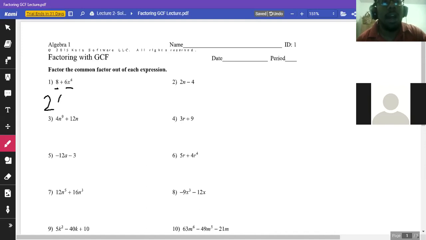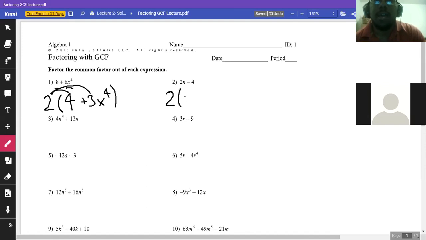And on the inside, I'll be left with 4 plus 3x to the 4th. Which makes sense because I know that 2 times 4, if I distributed that, would get me the 8. And 2 times 3x to the 4th, if I multiply 2 by 3, that gets me 6. And then there's no other variable, so multiplying nothing by x to the 4th would get me x to the 4th. Same thing in number 2. If I look between 2n and 4, again, I can just pull out a 2. And so that'll leave me left with n minus 2.